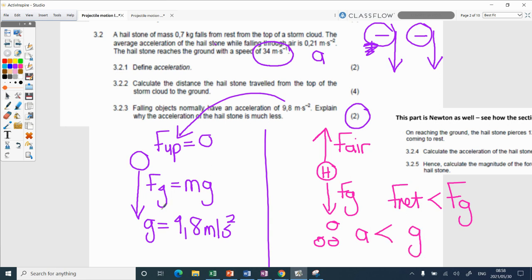So if you did this for me, the bit in the pink, I would give you full marks even without an explanation. Even if you didn't say any word, because you can see that you understand what you're doing. But if you were going to do it in words, you would say F net is smaller than Fg due to air friction, and therefore the acceleration is going to be smaller than gravitational acceleration. You've got the answers. And then the last part is Newton, as you would see there. So I would love to say he won't ask you something like this because you haven't done Newton yet.